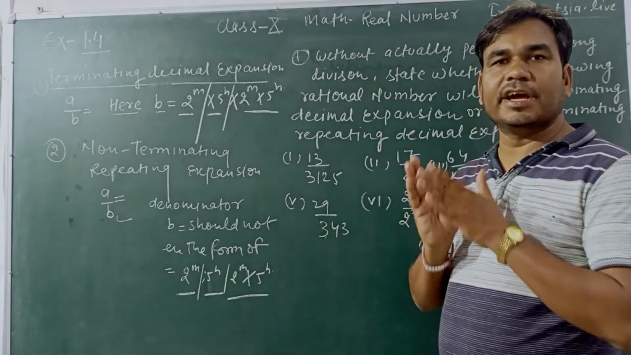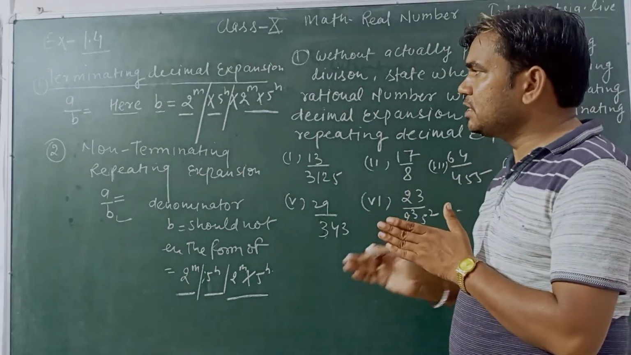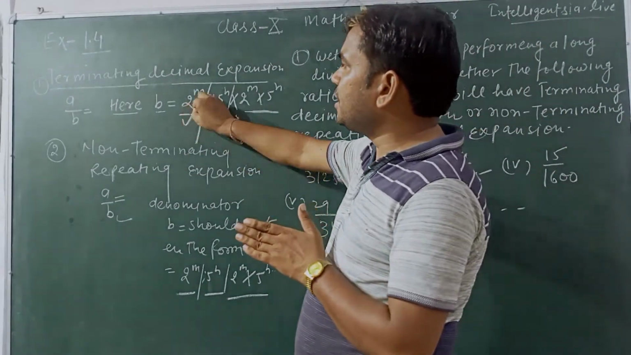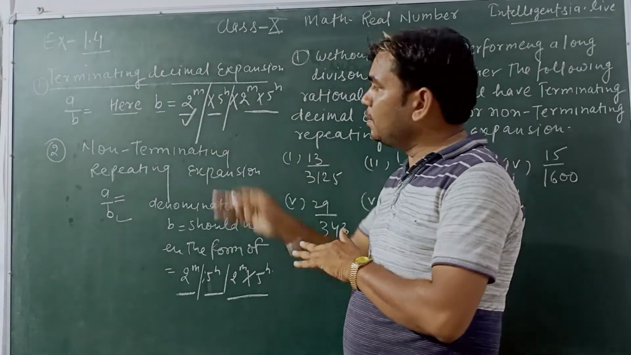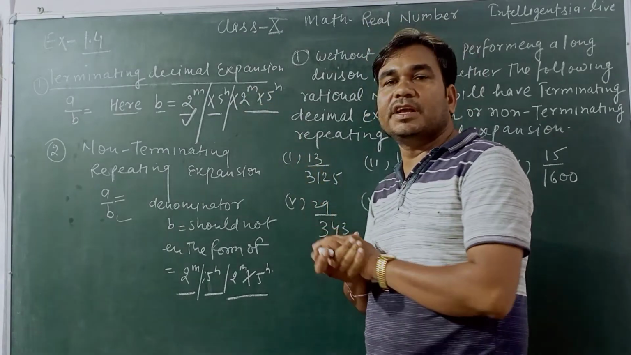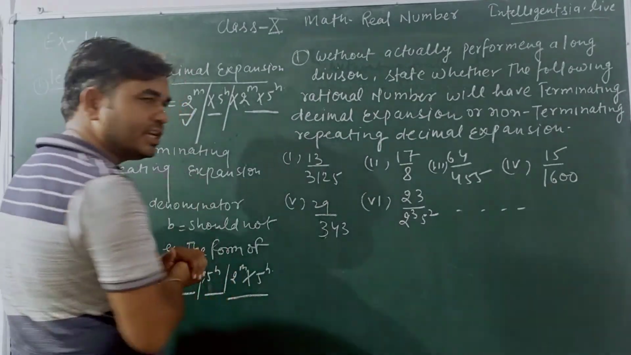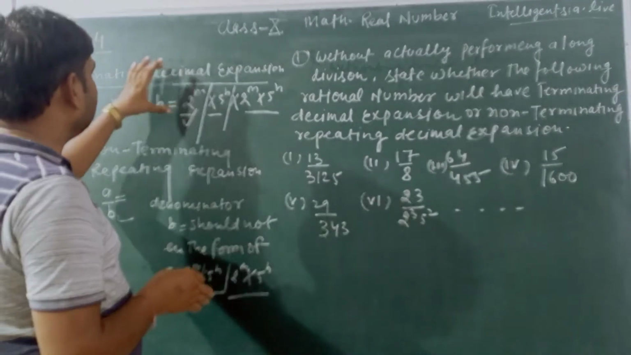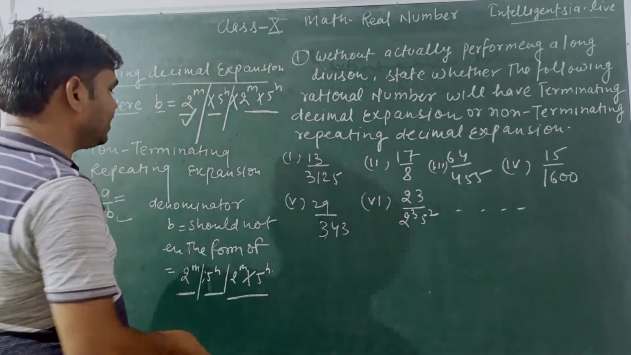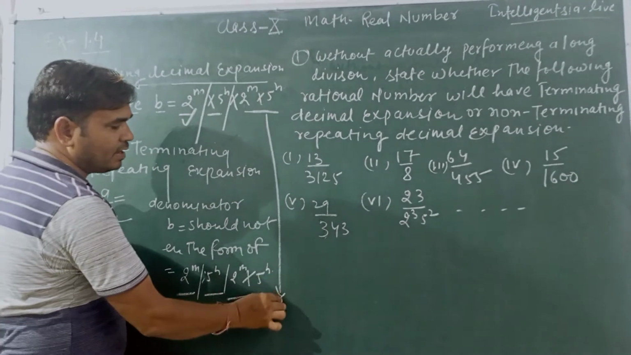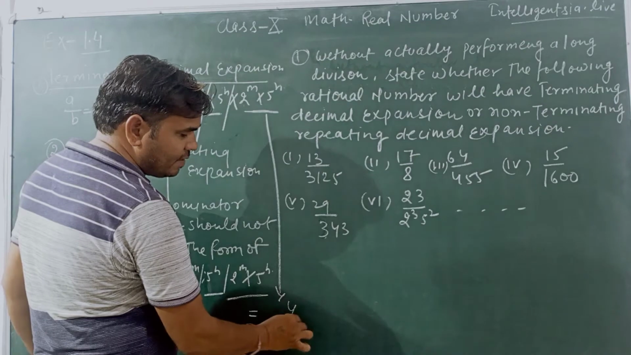This form we cannot see, and in terminating decimal expansion we have to see in the denominator 2 to the power m, or 5 to the power n, or 2 to the power m multiplied by 5 to the power n. So these two things we have to notice. Let me show the example of terminating decimal, just like 4 over 5.